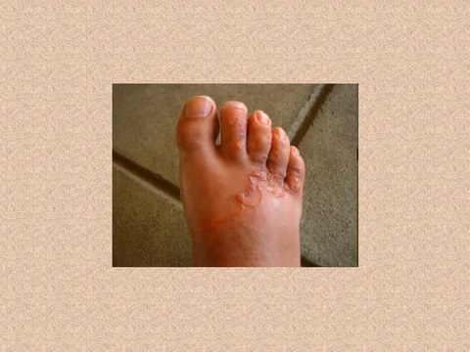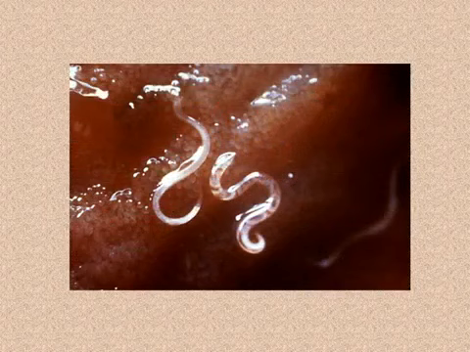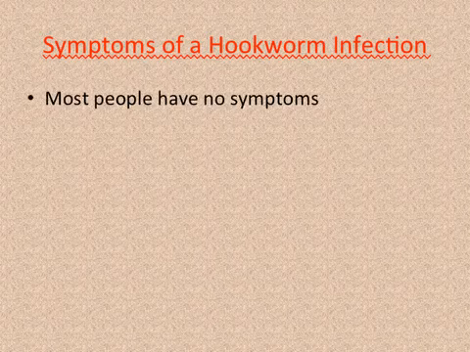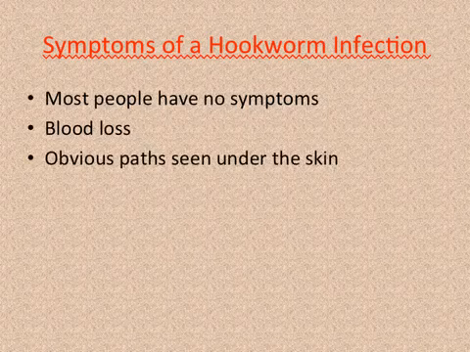So this is a picture of a hookworm infection. The hookworm sometimes can make very obvious trails as it crawls up the foot. So here's a picture of these little hookworms. They don't look too dangerous, but they can cause those paths we saw through the skin. Here's another picture. The hookworms need to travel up, so you'll see the paths moving up the leg. So symptoms of a hookworm infection, often people don't have any symptoms. Blood loss can occur, but sometimes obvious paths can be seen under the skin.